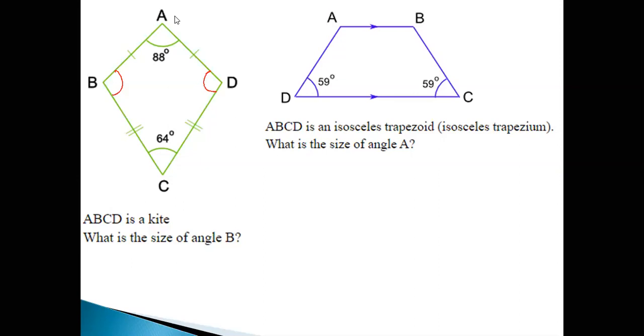Sir, x is equal to 104. You're saying in the kite, right? Yes, kite, B and D is equal to 104. Okay, let me check. 88 plus 64 is 152. Take away 152 from 360, you got 208. Very good. You did both, so you got 104.